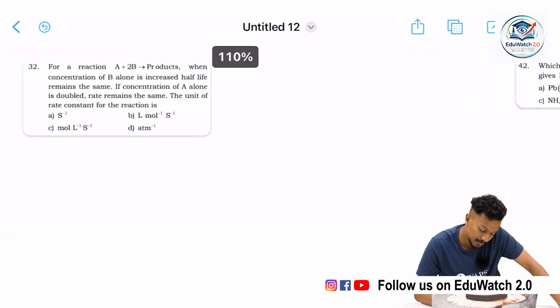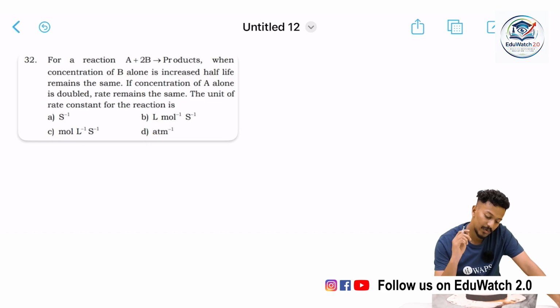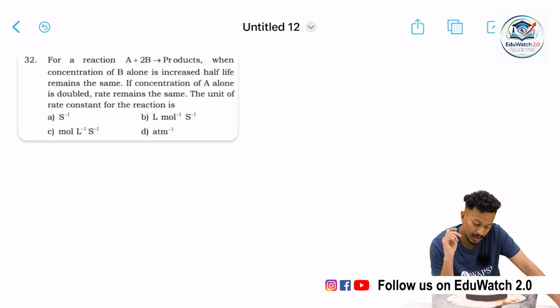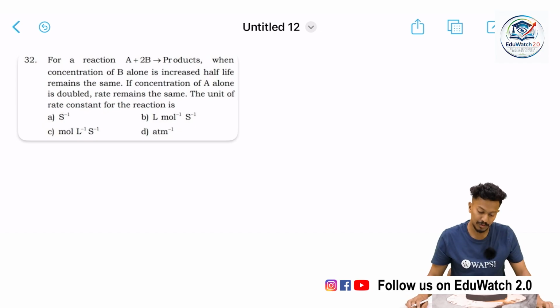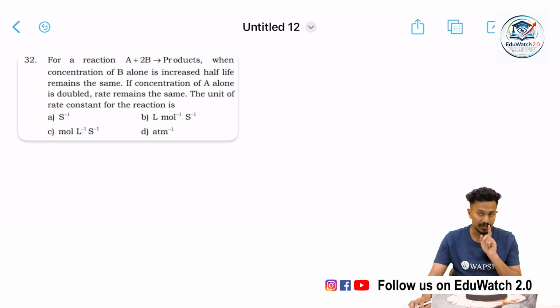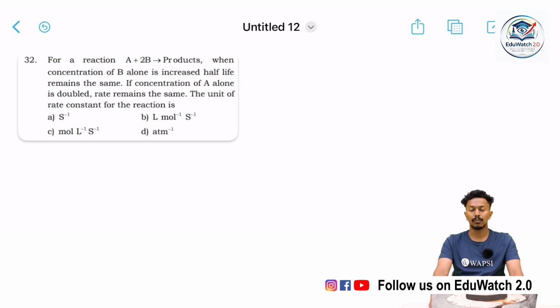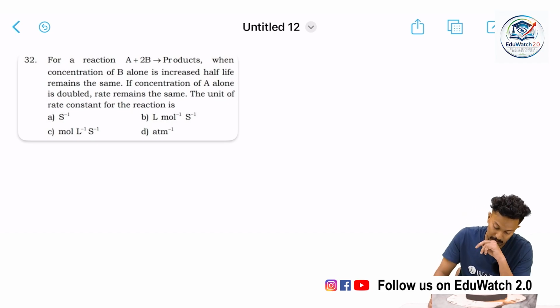A reaction A plus 2B gives products. When the concentration of B alone is increased, the half-life remains the same. If the concentration of A alone is doubled, the rate remains the same. The unit of the rate constant is asked. We have discussed this question earlier in the previous question paper. Chemical kinetics is an important chapter, and many questions are from chemical kinetics.